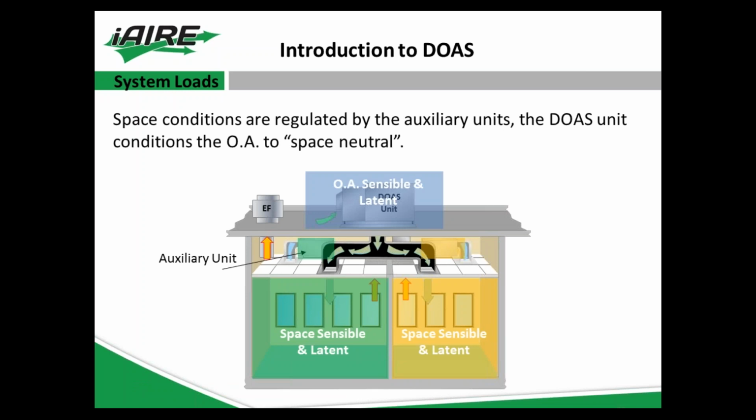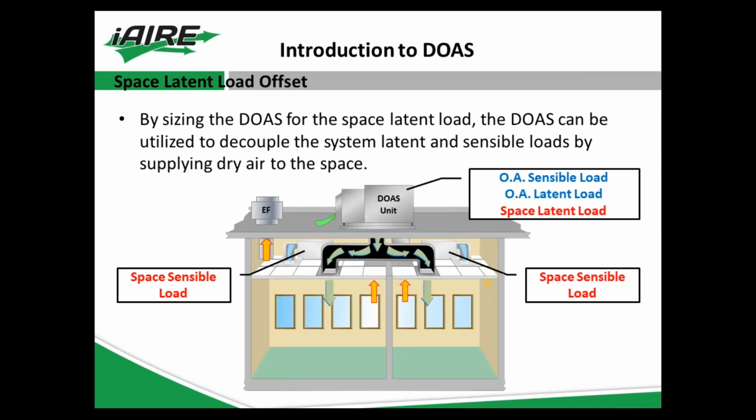So the space conditions of each zone are regulated by the auxiliary units. What that means is, because the DOAS unit is conditioning the outdoor air to space neutral, the space sensible and latent loads are going to be handled by the auxiliary unit. The intent of using a system that has space neutral air temperatures is so that it doesn't affect the cooling or heating of the auxiliary unit. And that's a generic DOAS system, but we will get into how you can use offsets from the DOAS system to help, depending again on your space use and the type of building, offset those sensible or latent loads of each space.